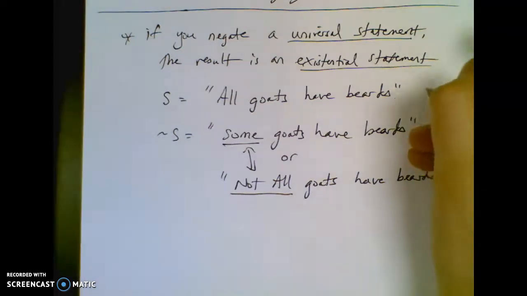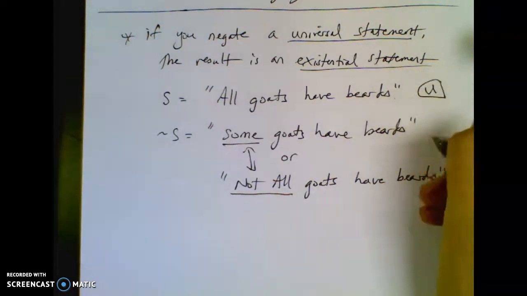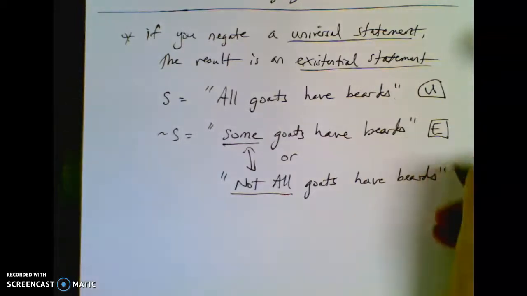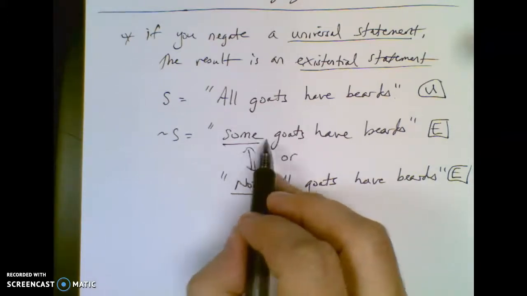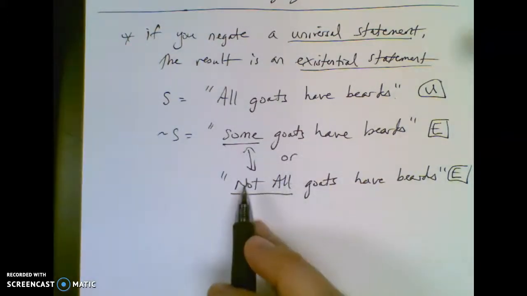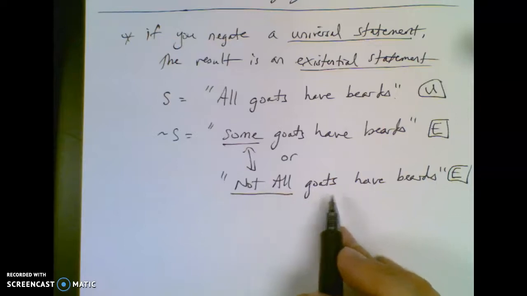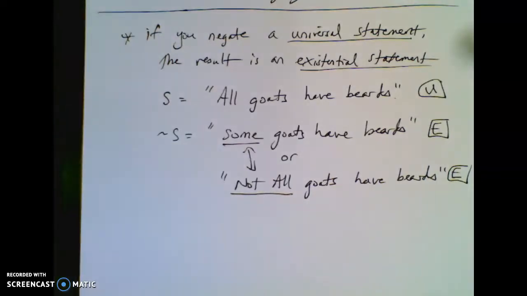So this one was a universal statement. These two are existential. There exists some goat. There exists at least one goat that has a beard, or there exists at least one goat that does not have a beard. They actually mean the same thing. It's weird. All right, let's try another one. See if you got it.